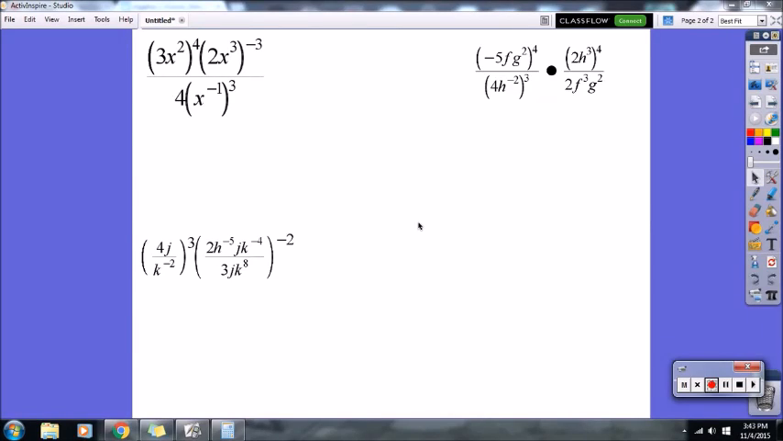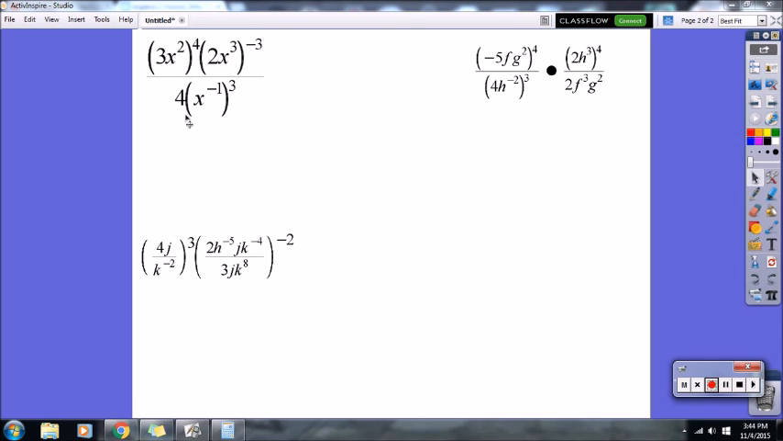Hello, this is Mrs. Taylor, and I'm going to walk you through how to use your exponent rules to simplify quotients. What I have here is one big quotient as my first example, and then the other two are products of quotients. So I'm multiplying each of these and then simplifying from there.